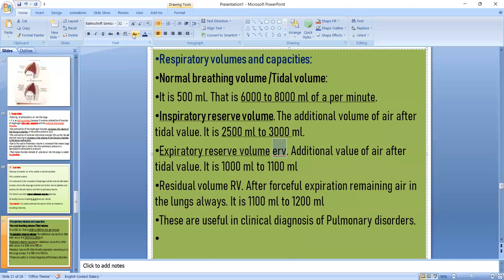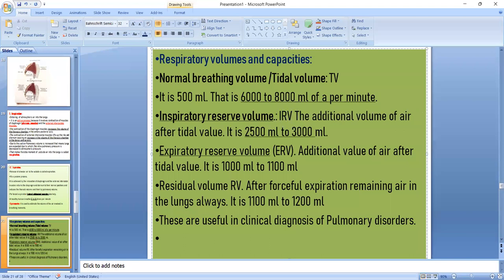ERV. So first one is TV. This is TV. And this is IRV. And this is ERV, expiratory reserve volume. Additional volume of air after tidal volume. Okay, it is 1000 ml to 1100 ml.